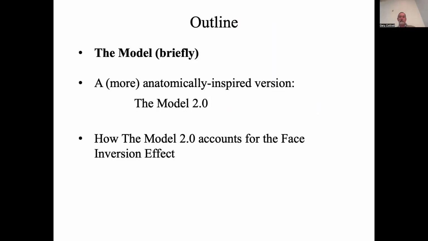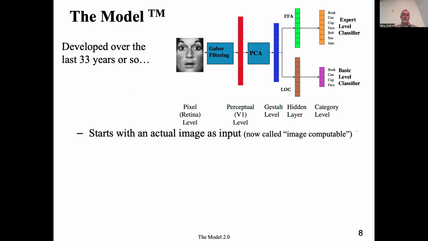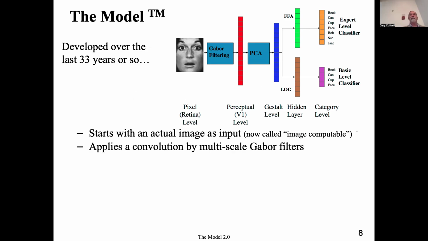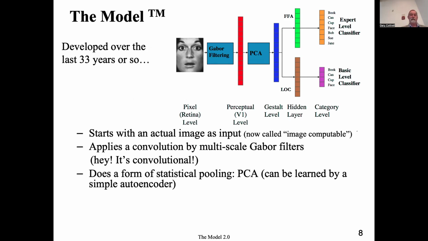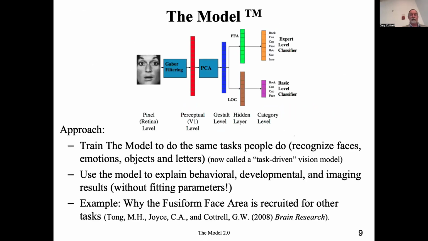Okay, so I'm going to talk about my model. I call the model, because Poggio had the standard model, so I decided to call mine the model, TM. So it starts with an actual image as input. That's now called image computable. It applies a convolution of multi-scale Gabor filters. Hey, it's convolutional. Does a form of statistical pooling with PCA, which can be learned by a simple autoencoder. Hey, it does pooling. And the hidden layers learn features in the service of the task. So, hey, it's deep. It's a deep convolutional neural network.